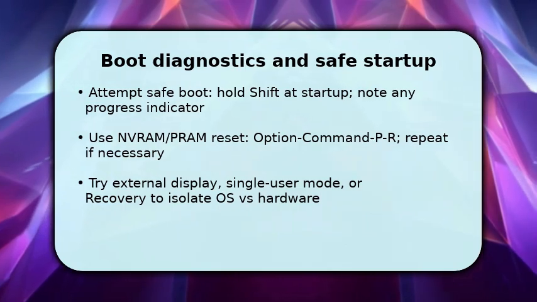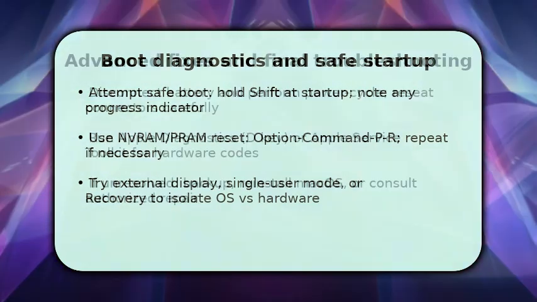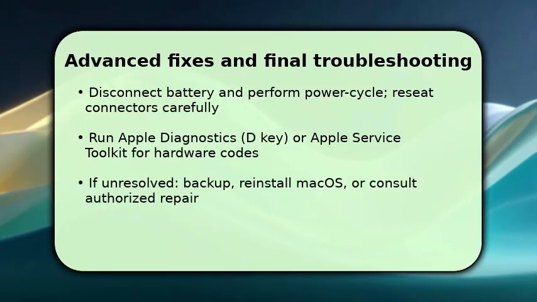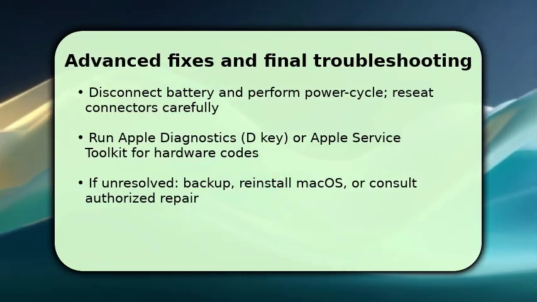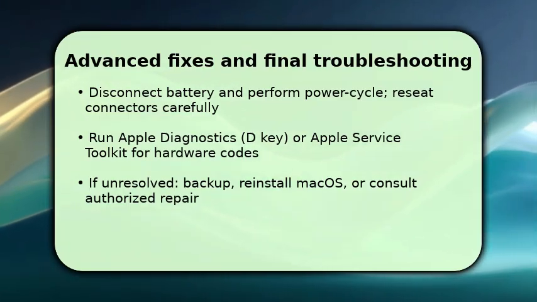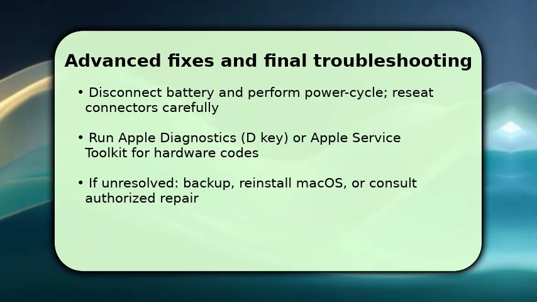You finish with deeper hardware and recovery steps. If comfortable, disconnect the battery and do a full power cycle, then reseat internal connectors to clear contact issues. This addresses intermittent power faults.